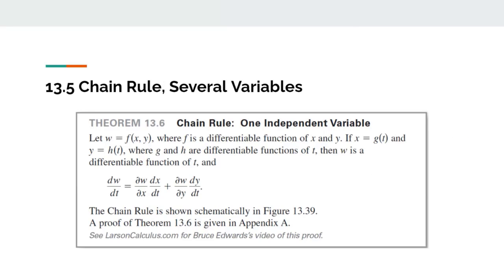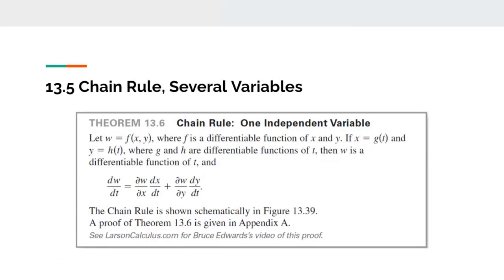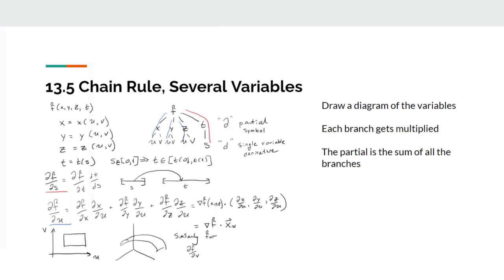We have the chain rule. I really don't like how any book can word it, because I think the best way to see it is in action. I think this diagram works better than any words you could read about it, because you just draw how the independent variables are related to the function. We have f is a function of x, y, z, and t.